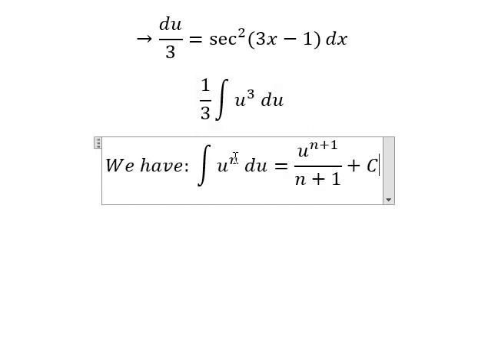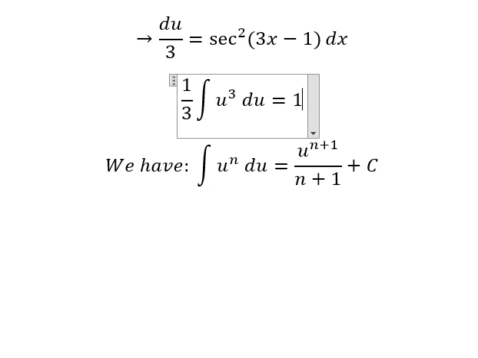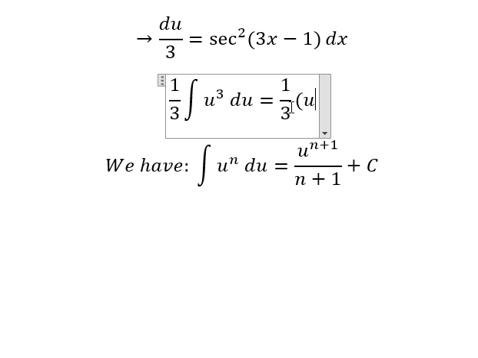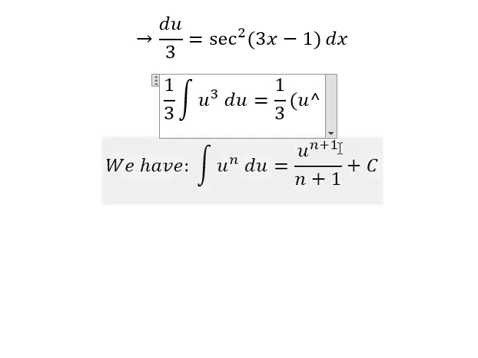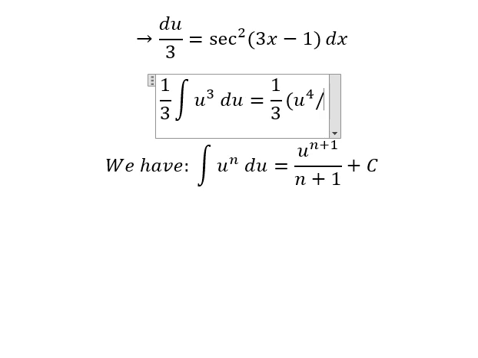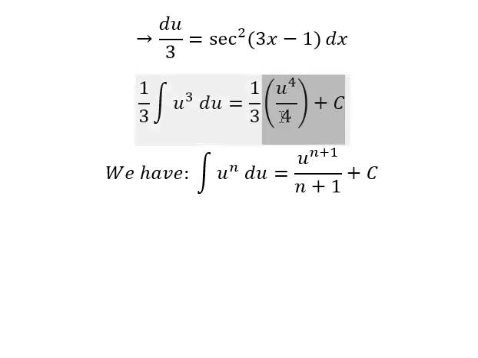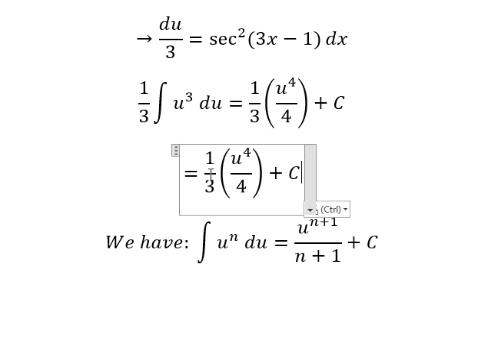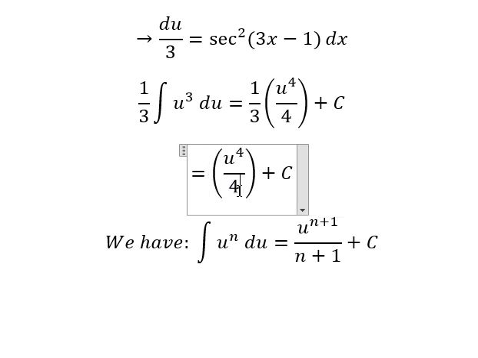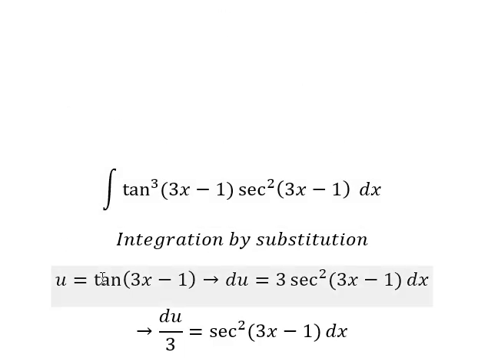So I will put 3 on here. So you have 3 plus 1, we have 4. So 3 and 4, that is 12. U, that is this one.